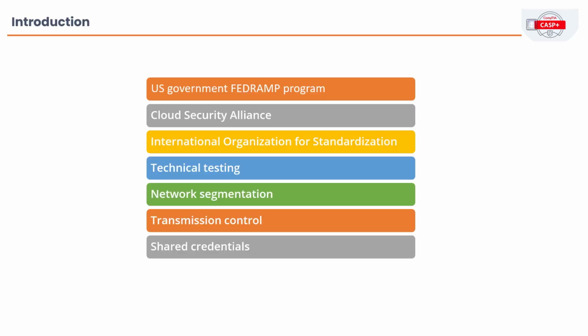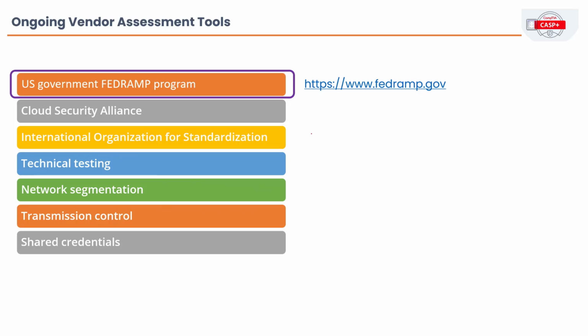Now let's talk about ongoing vendor assessment tools. It is important for third-party vendors to adhere to their intended customers' legal and regulatory requirements when providing services to government organizations or commercial clients. Typical third-party assessment examples are as follows. First is the U.S. government FedRAMP program.